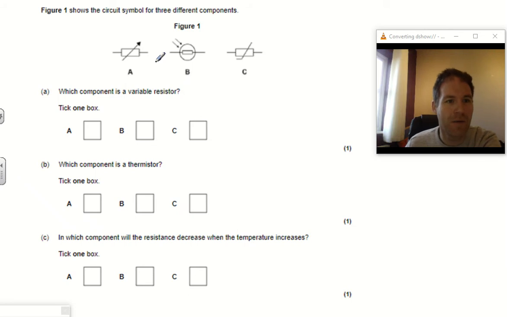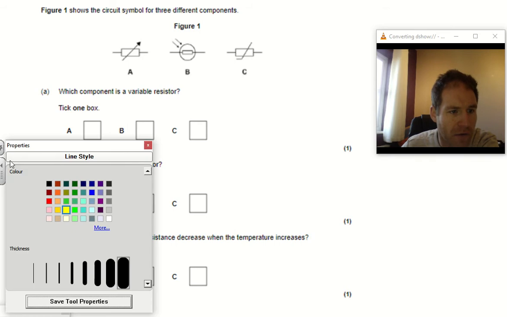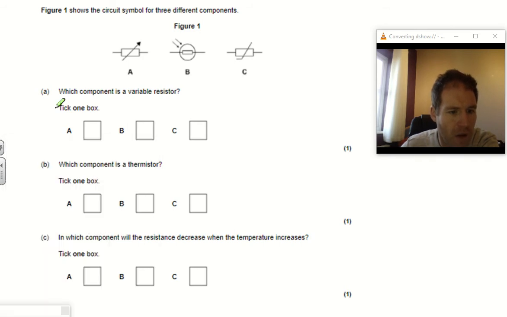Hi guys, now what I'd like to do today is go over this first question on the exam style questions to answer. Okay, so first of all, when we're going about doing these, we need to think about highlighting key points on every question. We call it prepping the question. So figure 1 shows a circuit symbol for different components. Which component is a variable resistor?